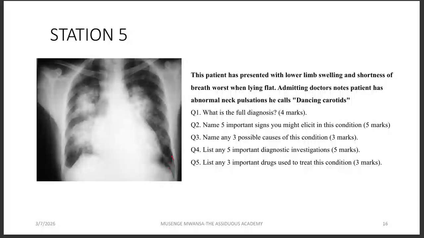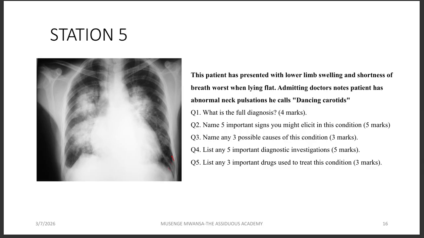Name three possible causes of this condition. Okay, what can cause problems with heart valves? We call them valvular heart diseases, and of course valvular heart diseases can lead to heart failure. So any cause? By far, you need to understand rheumatic heart disease. You need to understand it.